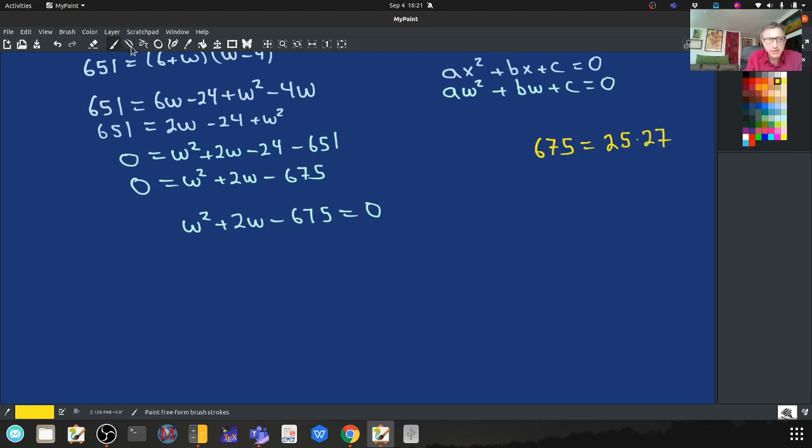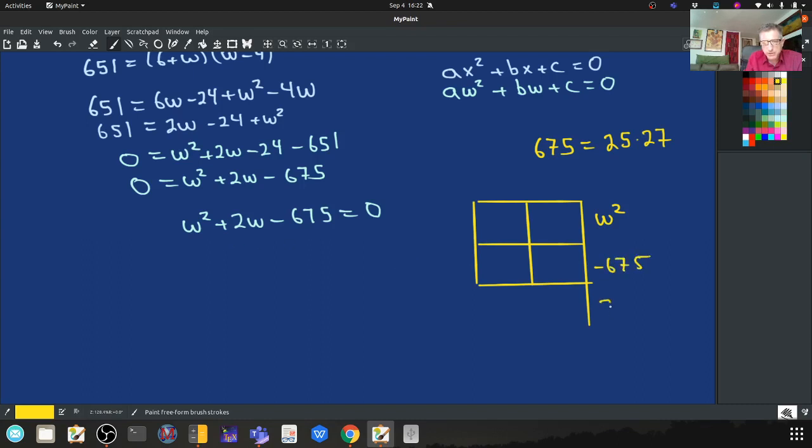So let's go ahead and use my method to factor it. It's not bad to review that method. Make a little table like this. At the top I put my w squared. Then I go to my constant term, minus 675. And on the bottom I put my middle term, 2w. So let's start up here. I have to have a w here and a w here, and I'm multiplying. W times w gives me w squared.